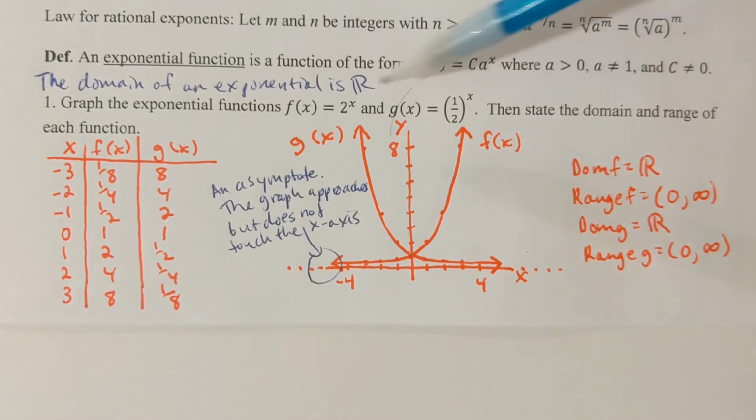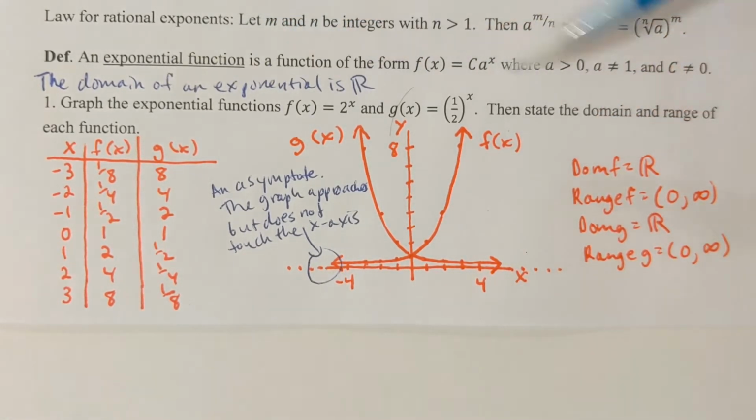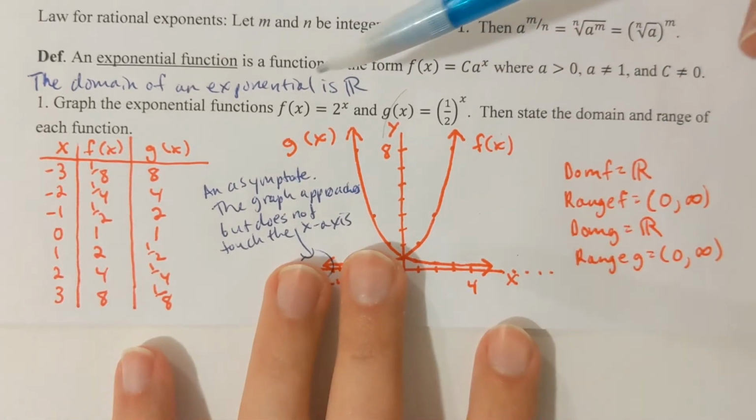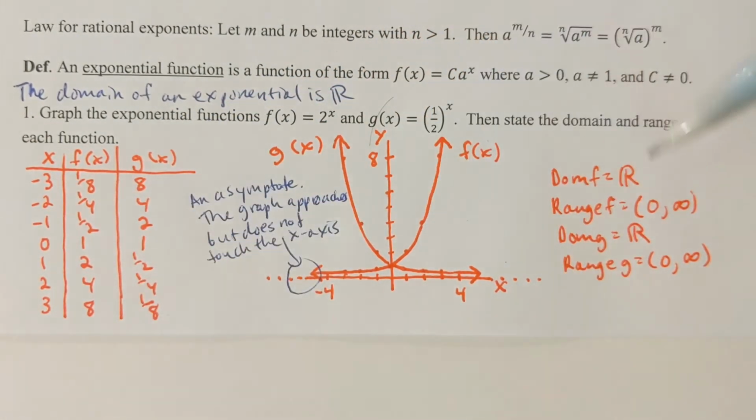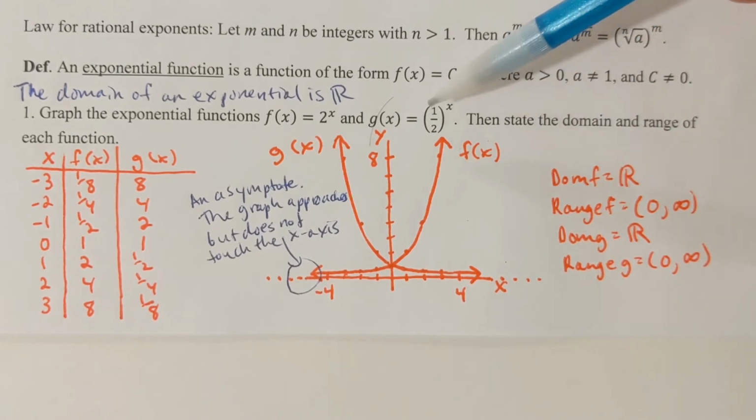Now, I've already mentioned that the domain of an exponential is all real numbers. I can let x be anything I want, okay? The domain of f is all real numbers. The domain of g is all real numbers. The range of a function y equals a to the x is going to be all positive numbers, okay? Notice that I'm only getting positive numbers coming out of this, right? I'm never going to get 0. I'm never going to get a negative, with x being in the power there.